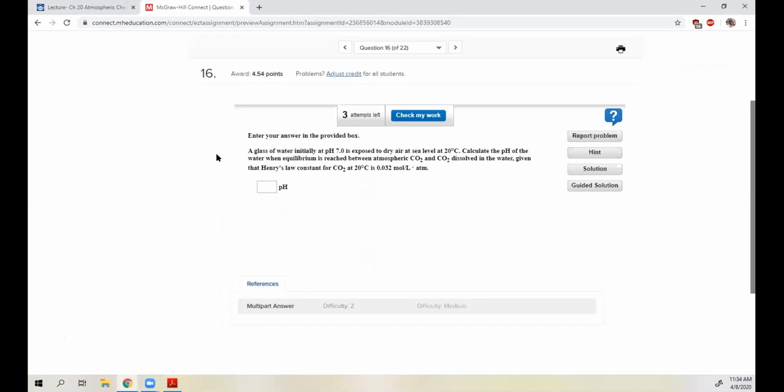All right, so number 16 is a glass of water at a pH of 7. And then we're exposing it to dry air. And so it wants us to calculate the pH when equilibrium is reached between the atmospheric CO2 and CO2 dissolved in the water. And it gives us the Henry's law constant for CO2, which is 0.032 moles per liter atmosphere. So we need to find that new pH.